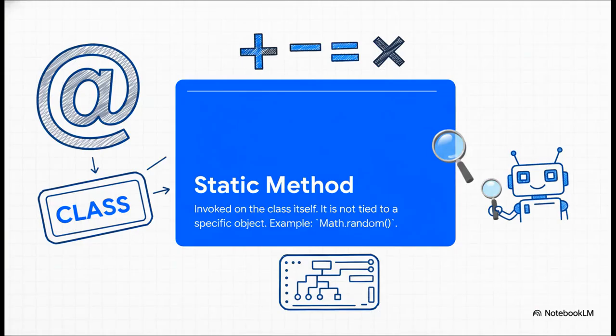First up, static methods. These belong to the class itself, not to any one specific object. You call them using the class name. Think back to our Math examples. We always wrote Math.random or Math.pow. We never had to create a Math object first. The method is tied directly to the class.